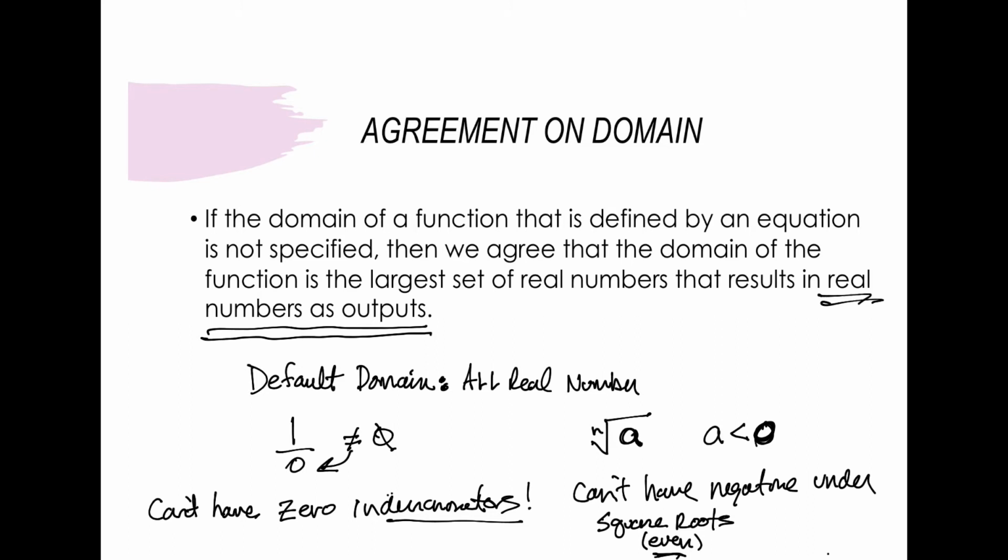So actually, let me state this in a different way, because I'm saying a less than 0. A actually has to be greater than or equal to. So rather than stating it in a negative way, I'm going to state it in a positive way. It must be greater than or equal to 0. The square root of 0 is 0, so that's never a problem, but anything less than 0 is a problem. We cannot have negatives under square roots or even roots. So where n, my index, is even.